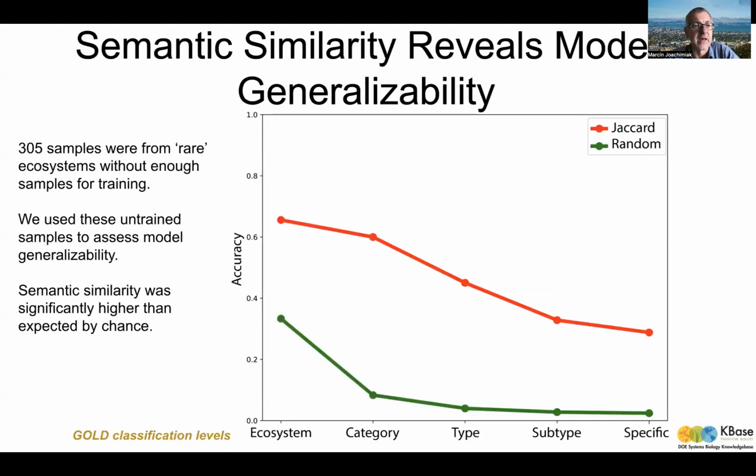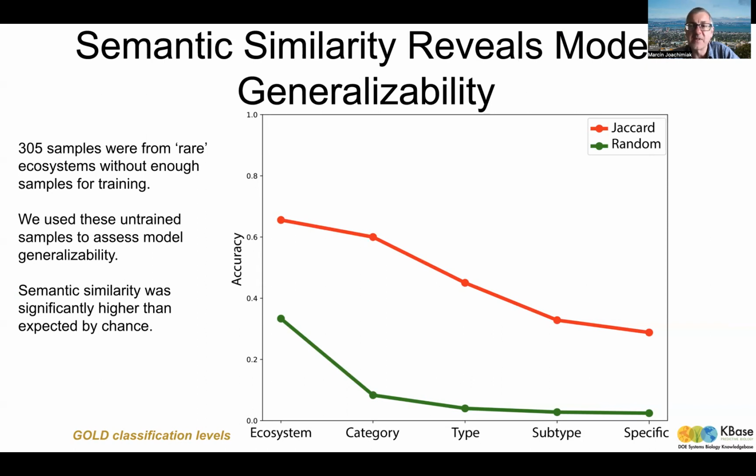I mentioned earlier that we required a minimum number of samples for training, and this left about 300 samples from rare ecosystems that the model had never seen. So we thought this was an opportunity to make an assessment of the model's generalizability. In green is the line from random expectation, where you're randomly predicting a possible label at that level of the classification. And this has a sharp drop-off as the resolution increases and the number of labels explodes.